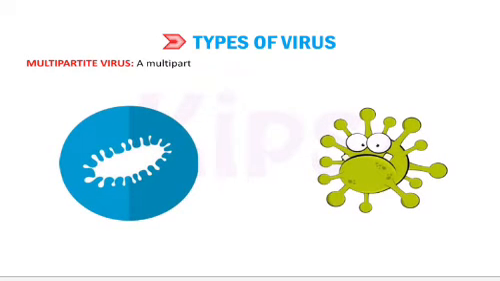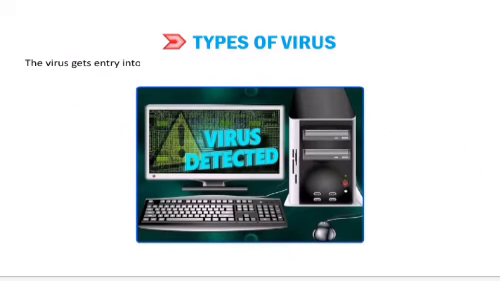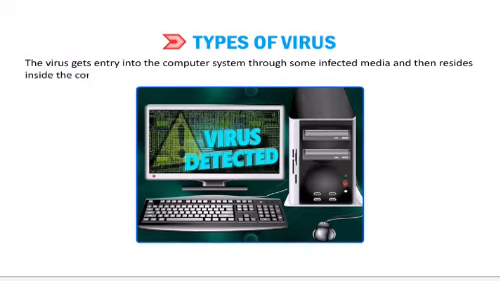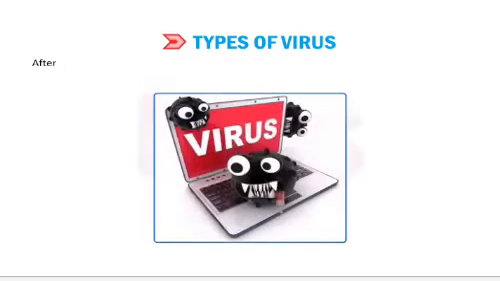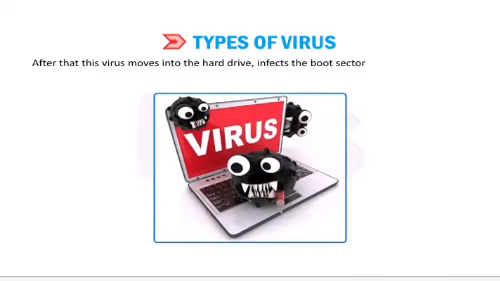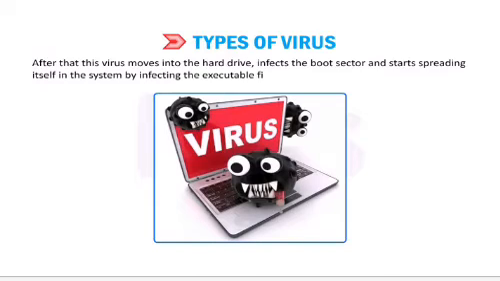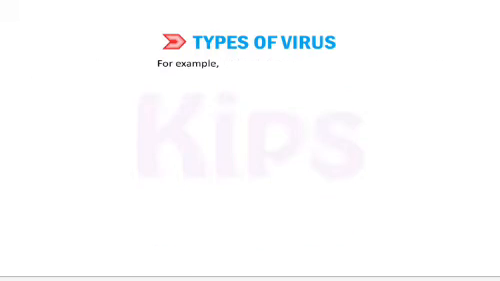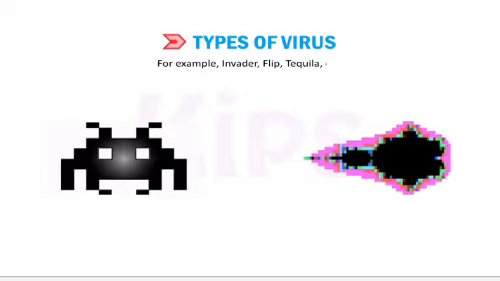Multipartite virus. A multipartite virus is a hybrid of a boot sector and program file virus. The virus gets entry into the computer system through some infected media and then resides inside the computer memory. After that, this virus moves into the hard drive, infects the boot sector, and starts spreading itself in the system by infecting the executable files. For example, Invader, Flip, Tequila, etc.